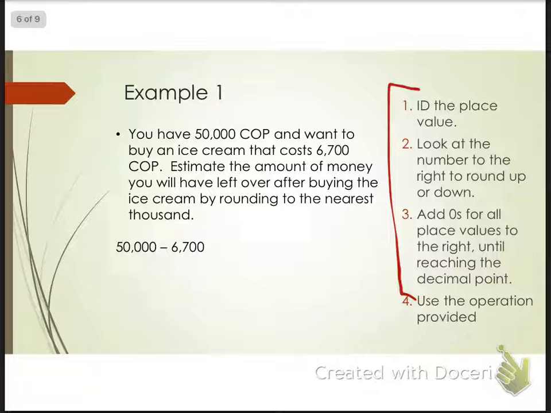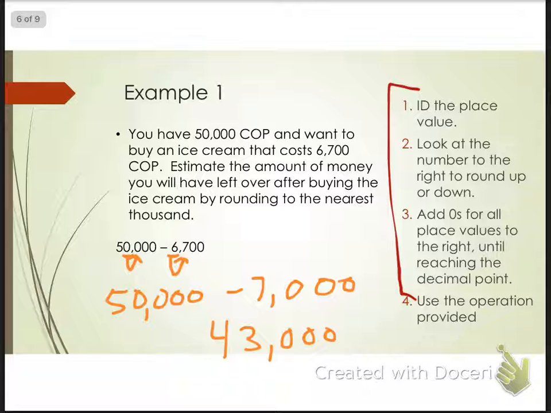So we're going to look at the place value. I'm rounding to the nearest 1,000. That will tell me that this number will actually be rounded down and stay the same. For 6,700, I would see that I round up to 7. And 50 minus 7,000 is going to give me 43,000 pesos. So as you can see, the rounding to the nearest 1,000 made that math a lot easier.